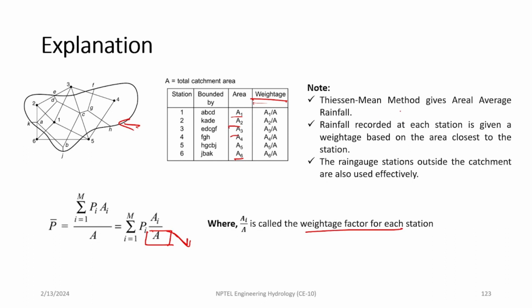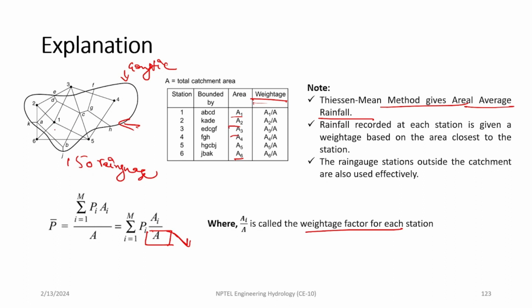One more important thing is that in the Thiessen mean method, we always get the areal average value. I told you. Why is it like this? Suppose we have this as a Gangetic basin, and in the entire Gangetic basin there are maybe, if I suppose, 150 rain gauge stations.